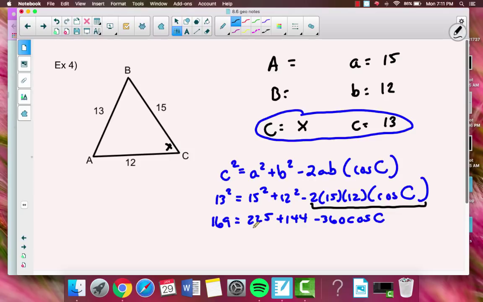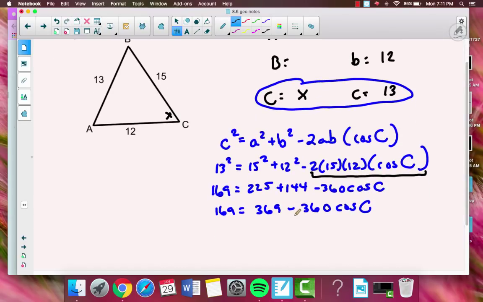So what I'm going to do is move my other numbers in front over to the other side. And to do that, I'm going to first add them. So I get 169 equals 225 plus 144. That's going to get us 369 minus 360 cosine of C. Now notice I cannot subtract 369 and 360 because my 360 is connected with my cosine of C. So be very careful that you don't subtract these two numbers. It doesn't work. Instead, I have to move that 369 over to the other side.